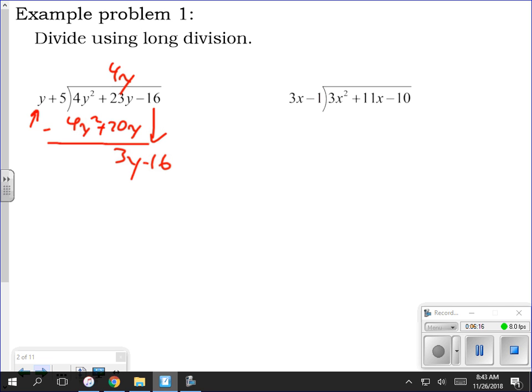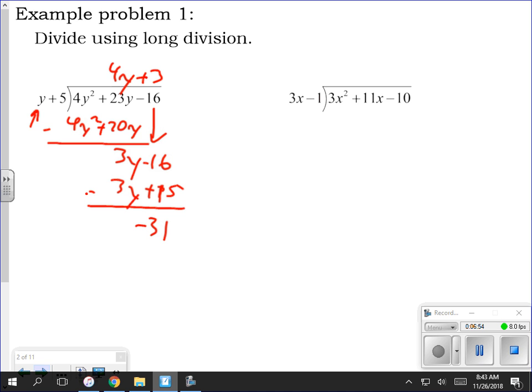How many times does y go into 3y? What times y gives me 3y? 3. So I have plus 3. Now I do 3 times y plus 5. 3 times y, 3y. 3 times 5 is 15. And then what do I do? I subtract. 3y minus 3y, no more y's. Negative 16 minus 15. What's negative 16 minus 15? Negative 31. Good.